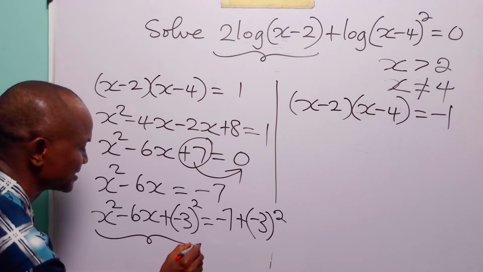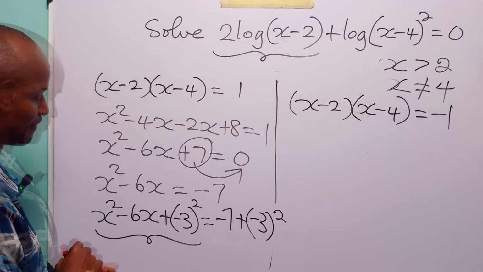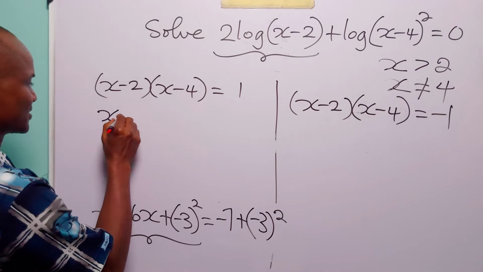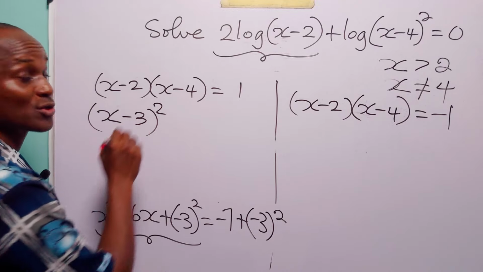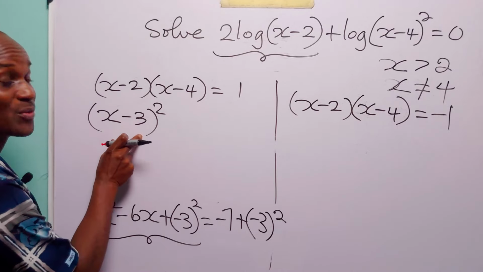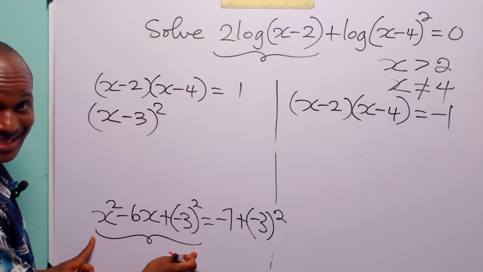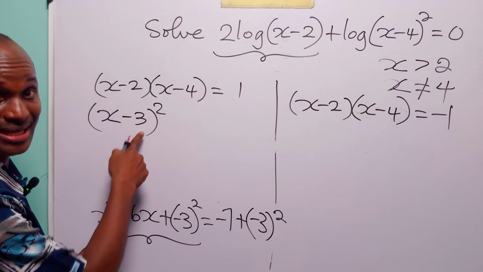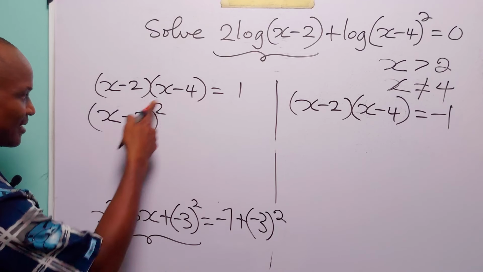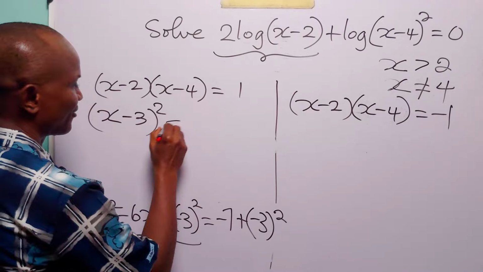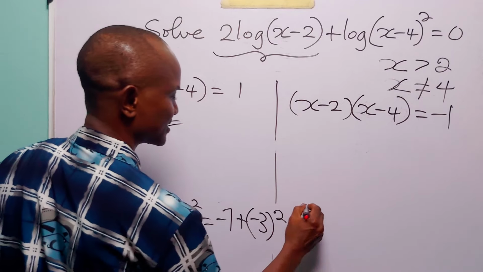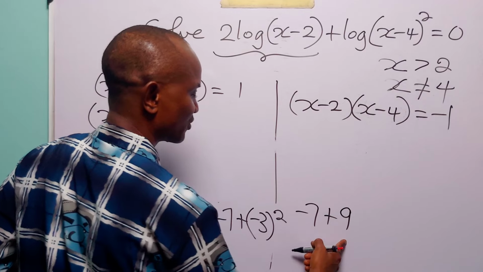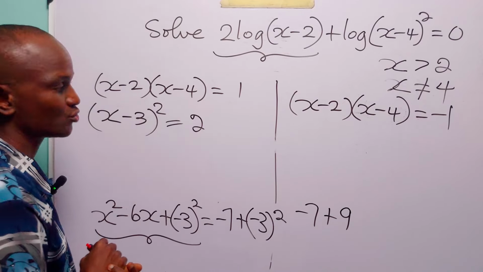Now, notice that this is a perfect square. So we are going to take one x and one minus 3 and square both. When we expand this, we get exactly this: x squared, 2 times x times minus 3, that is minus 6x, and then minus 3 squared. Then on the right-hand side, we have minus 7 plus (minus 3) squared, which is 9. Minus 7 plus 9 is equal to 2.